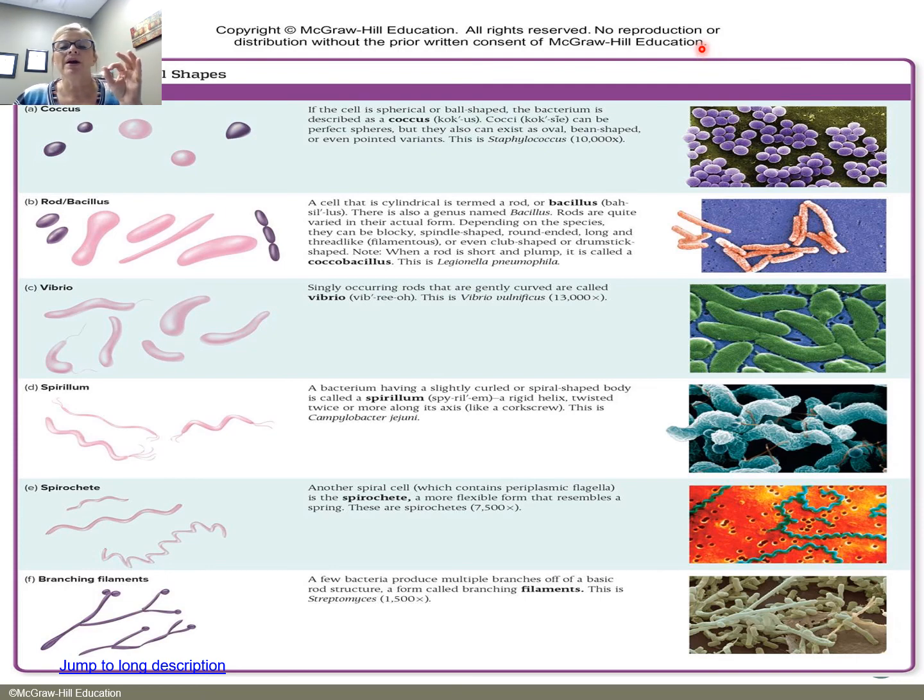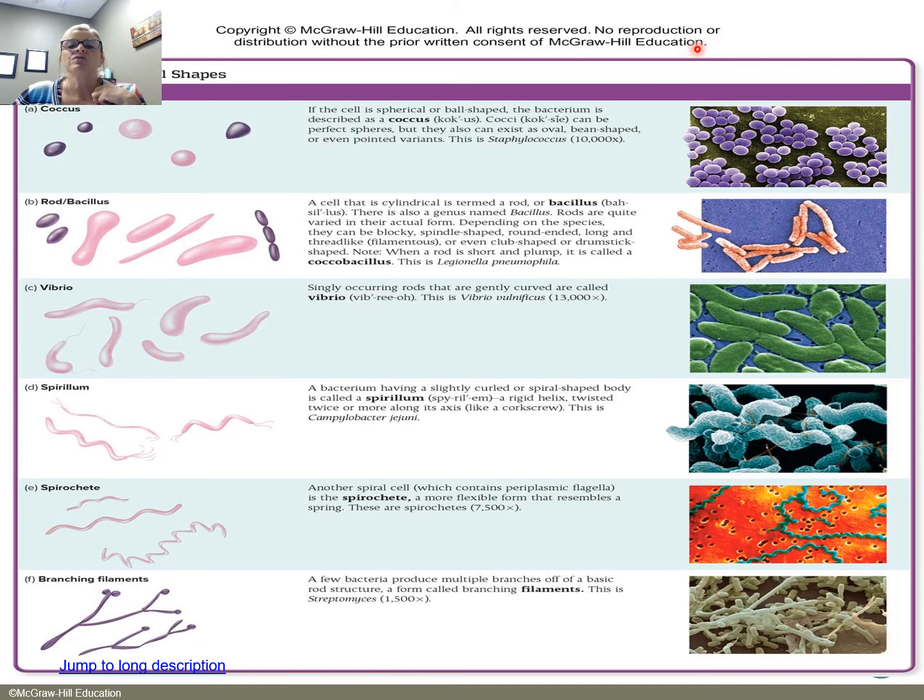Now you need to be aware that there's also a genus named Bacillus with a capital B, lowercase b for the shape. Okay, so if it says Bacillus in the genus name, you know it's for sure going to be rod-shaped. Okay, a good example of this is going to be over here. This is Legionella pneumophila. I believe this one causes Legionnaire's disease.